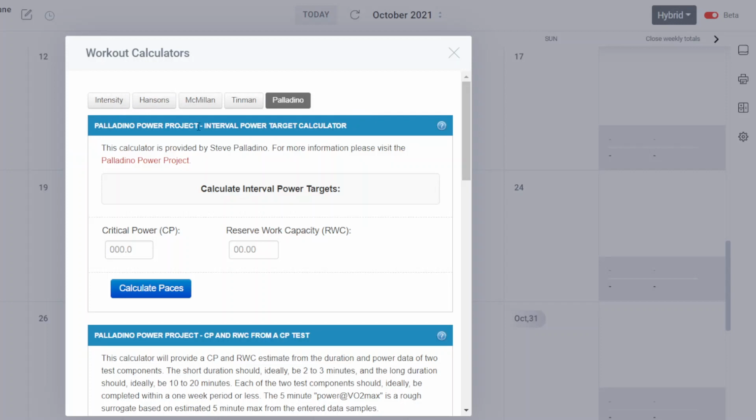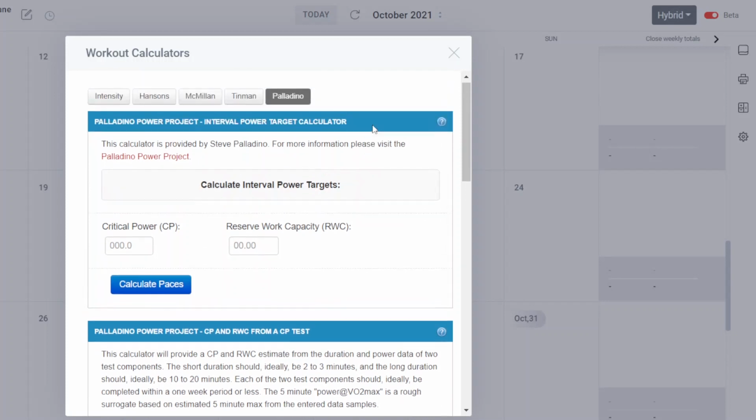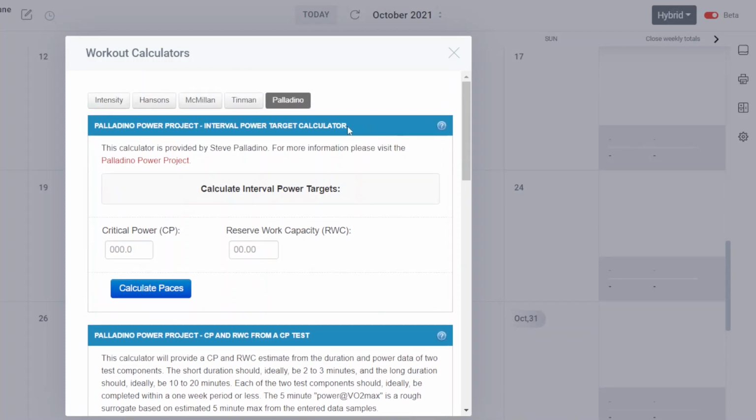The first one is the individualized interval power target calculator. I've done several videos on this. I will put the links to those videos in the notes on this particular video. I'm not going to produce another video for this, but that's the first one that appears, and that's for your individualized interval power target calculator. There is more on this, and all three videos are linked in the Palladino Power Project training plan guide. So there's a whole category on that devoted to this particular calculator.